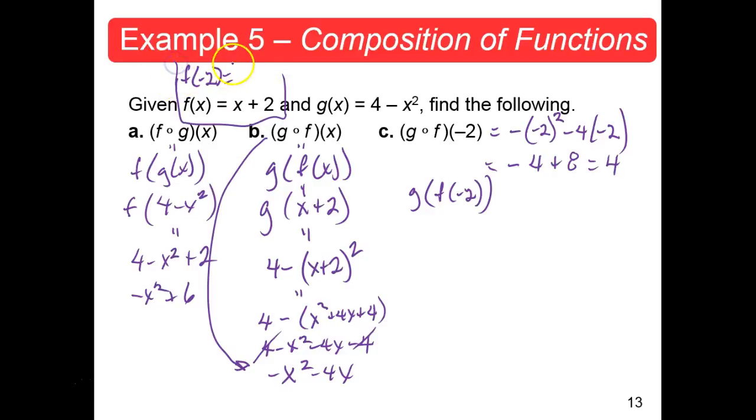Plug it in, plug it in. It would be 0, because negative 2 plus 2 is 0. Now we're doing g of the output of this, which is 0. And what's g of 0? G of 0 would be 4. And isn't that what we got here?